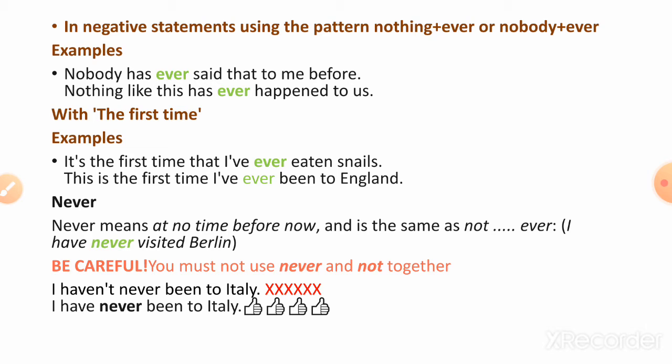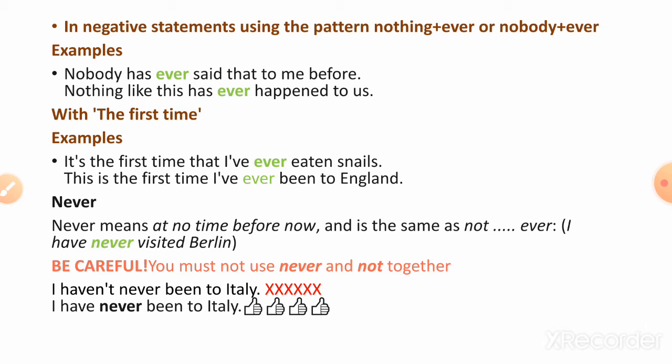Examples: Nobody has ever said that to me before. It means before this time, nobody has said such things to me. Nothing like this has ever happened to us. It means this happened for the first time with us. Before this time, now. With the first time.